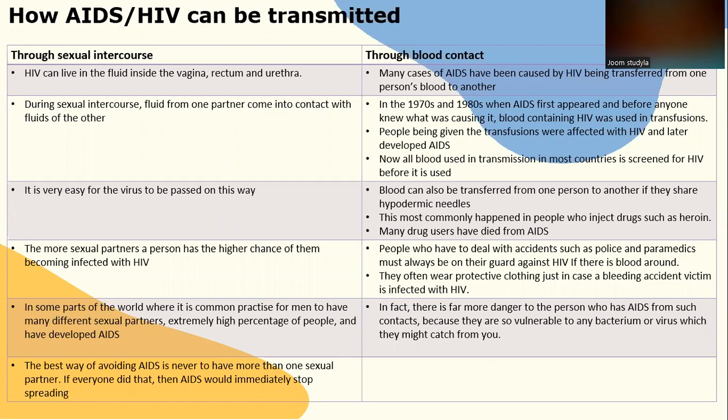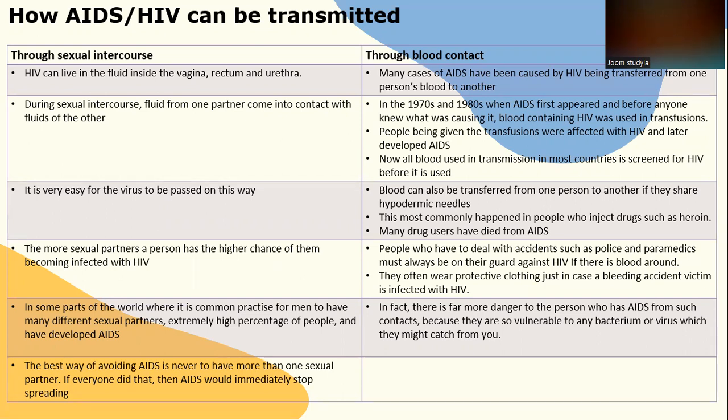How can AIDS or HIV be transmitted? There are two ways. One is through sexual intercourse, and the second is through blood contact. If through sexual intercourse, HIV can live in the fluid inside the vagina, rectum, and urethra. During sexual intercourse, fluid from one partner comes into contact with fluid of the other. It is very easy for the virus to be passed on this way.